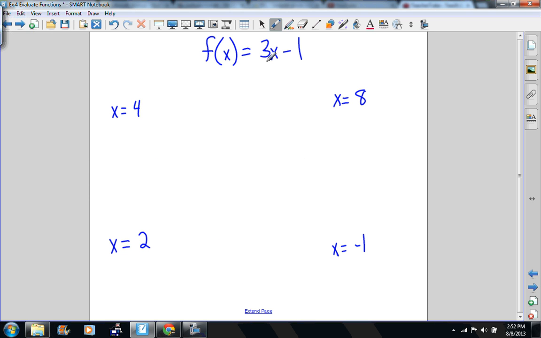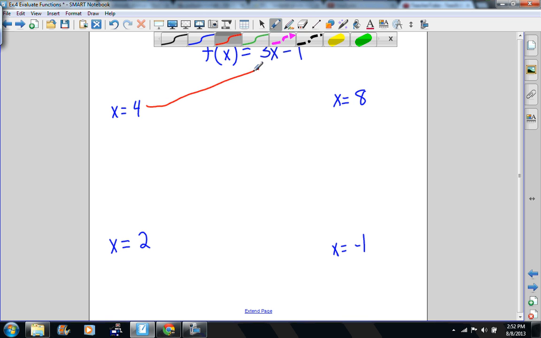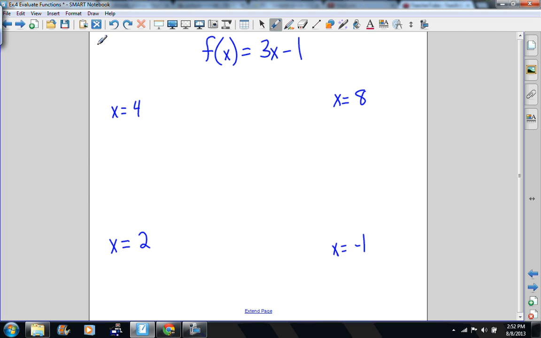f of x equals 3x minus 1. All we really care about is the right side of that equation, 3x minus 1. So what we do is we take the 4 here and we substitute it into there. So what I'm going to do is I say 3 times 4 minus 1. And now I just do order of operations.